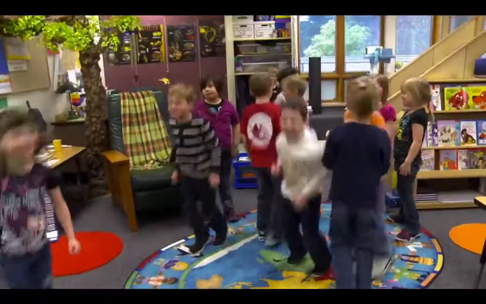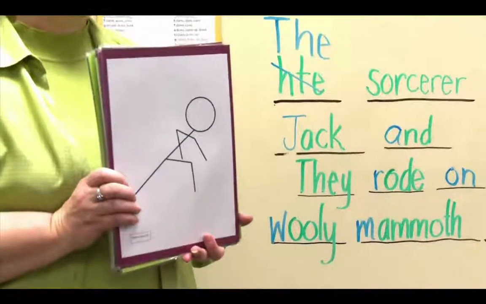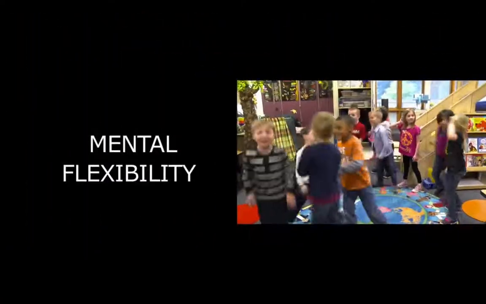If the children who are taking the turns after you do something unpredictable, you have to be able to adjust what you're going to do next. And that requires mental flexibility.